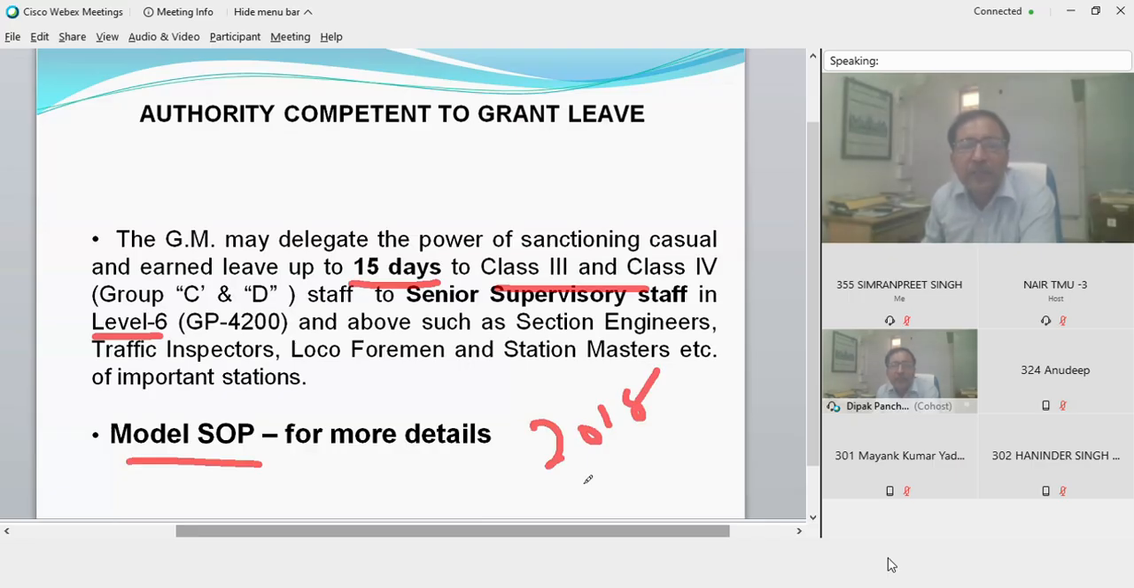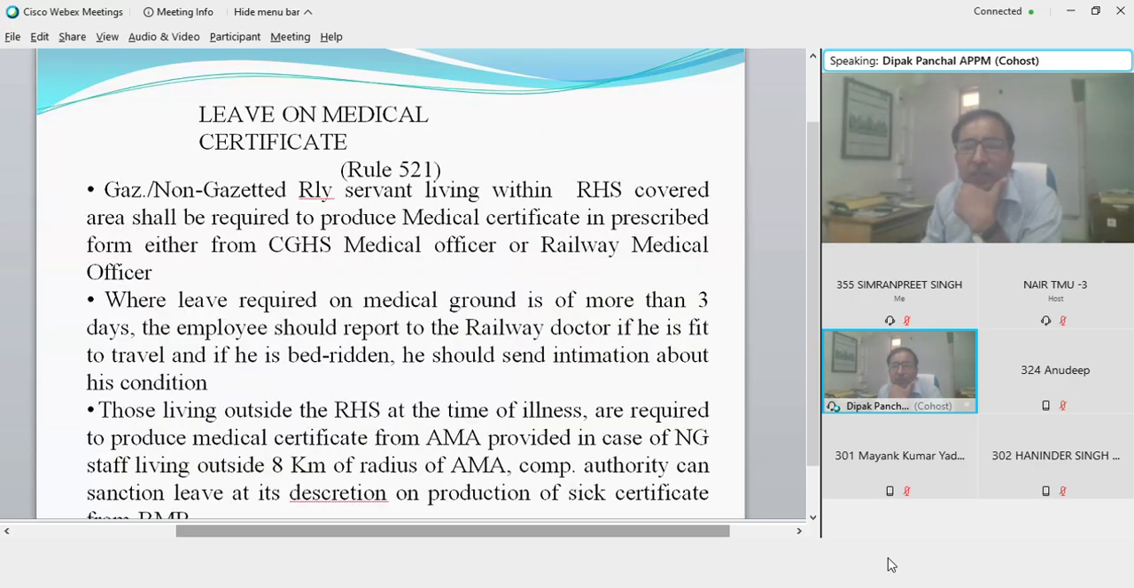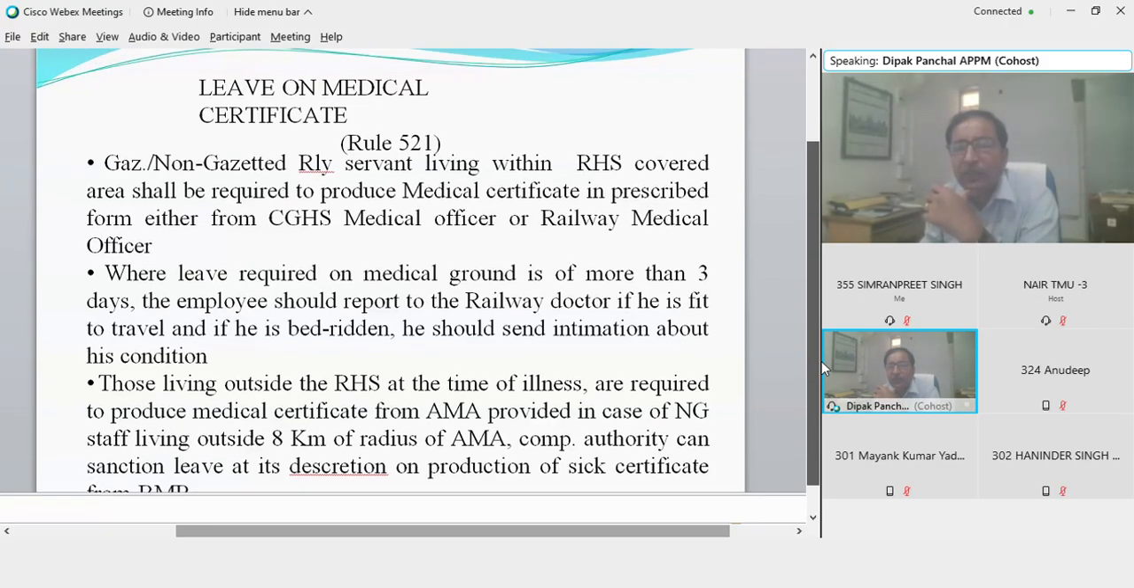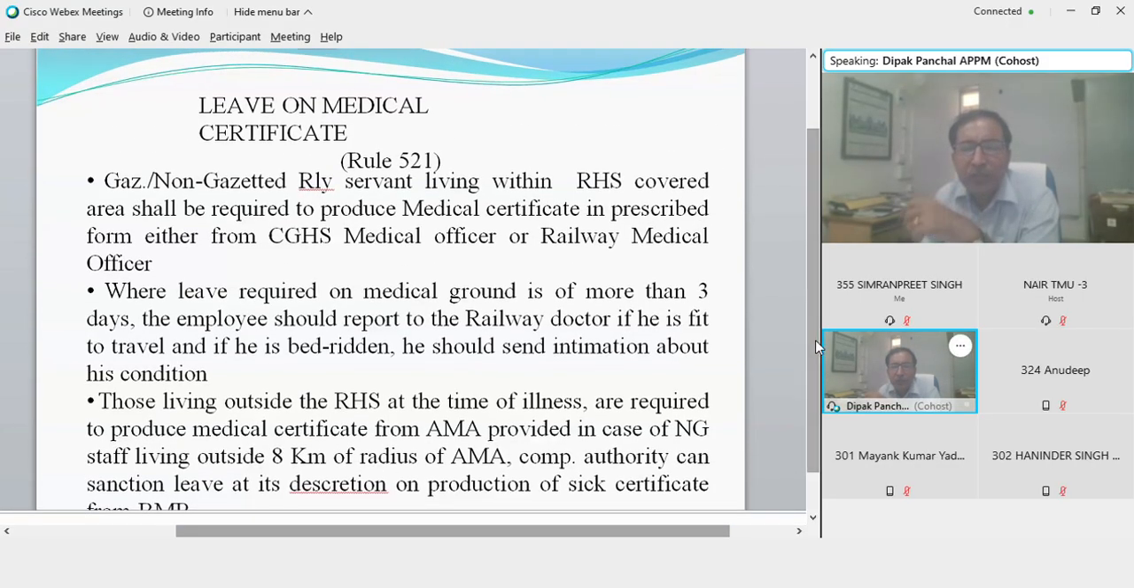Leave on medical certificate. What has been mentioned here is that a gazetted or non-gazetted railway servant living within the railway health service covered area shall be required to produce a medical certificate from either a CGHS medical officer or a railway medical officer. CGHS means Central Government Health Scheme. And where leave is required on medical ground for more than 3 days, the employee should report to the railway doctor if he is fit to travel, and if he is bedridden, then he should send an intimation about his condition to the railway authorities.